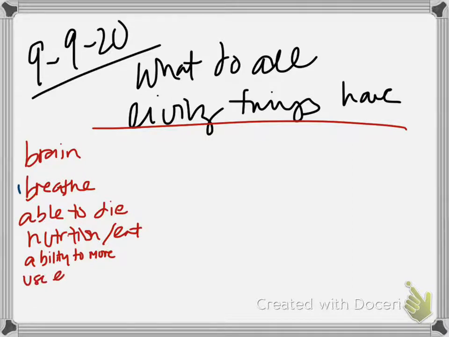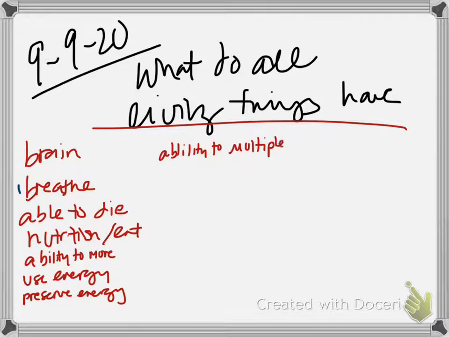So, use energy, preserve energy. I like preserve energy. What else do we have, Jim? Ability to multiply. Ooh, I like that. Ability to multiply. Okay. What else do we have?